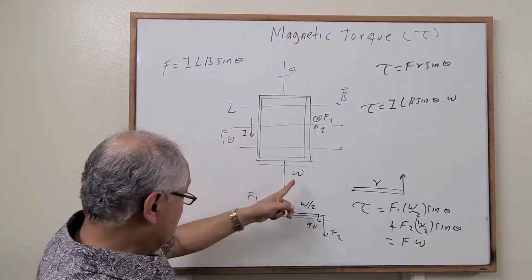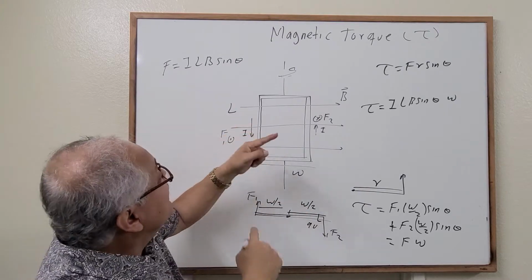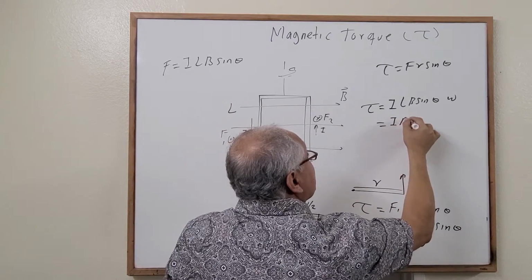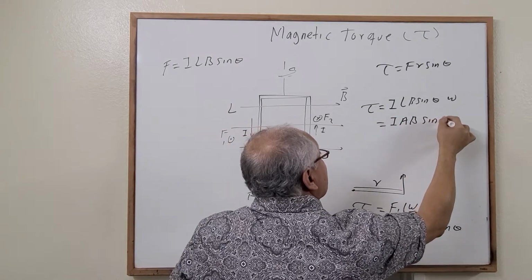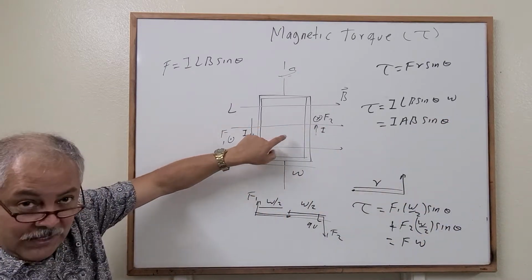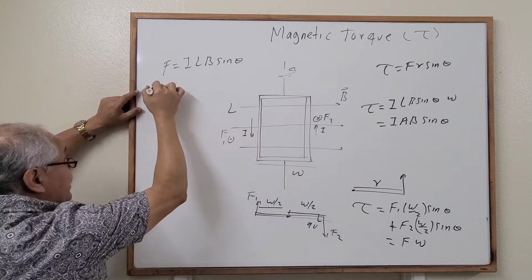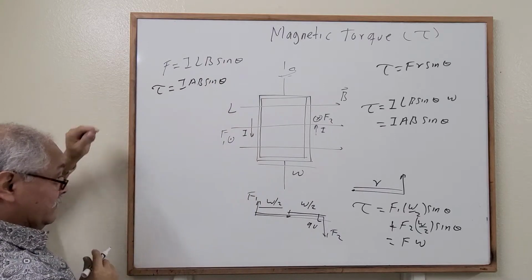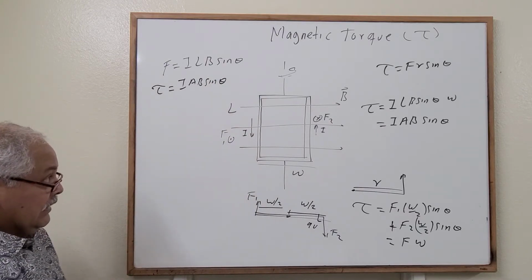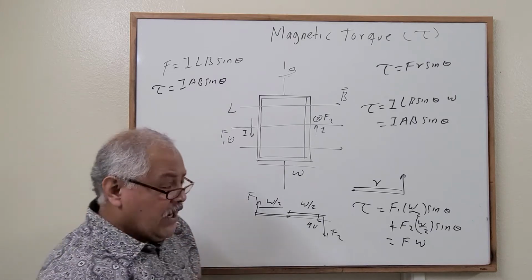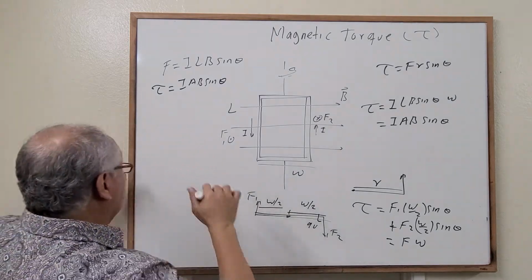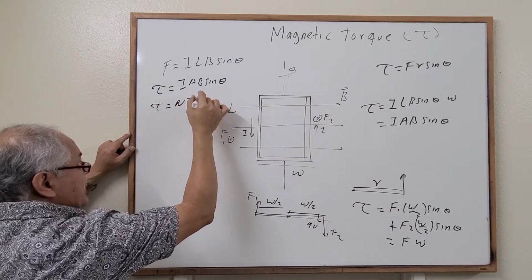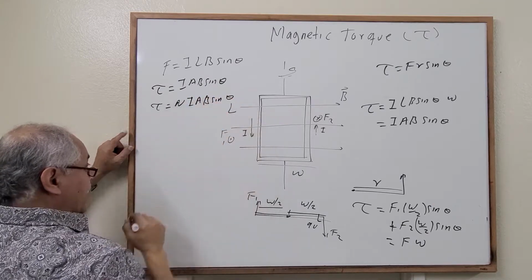Correct? But W times L, the length, gives us the area. So this equals to current times area times B sine theta. And that's the torque acting on this loop. So torque tau is equal to current times area times B sine theta. Correct? Perfect. What happens if we have n loops? If we have n loops, well, we just multiply by n. That's the number of loops times the current times area times B sine theta.